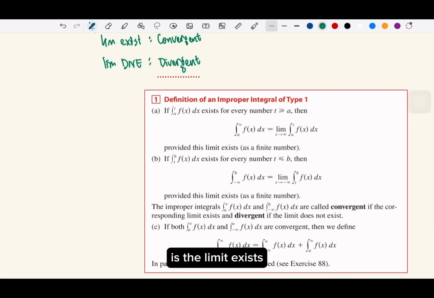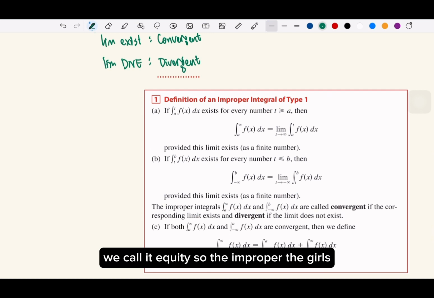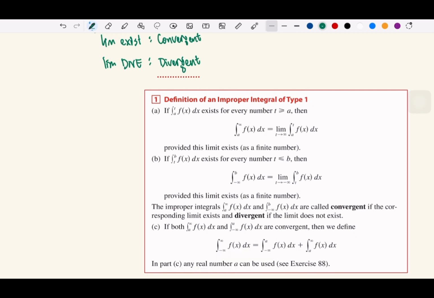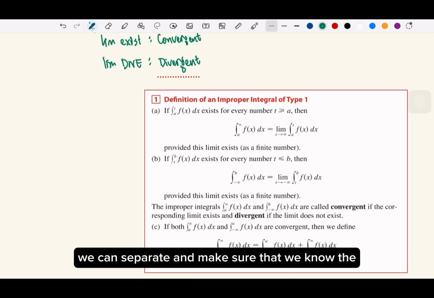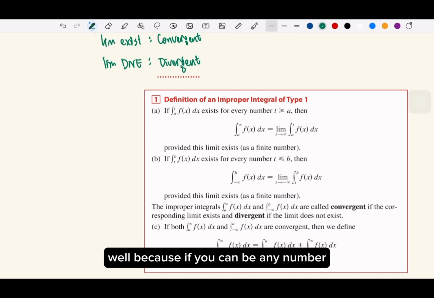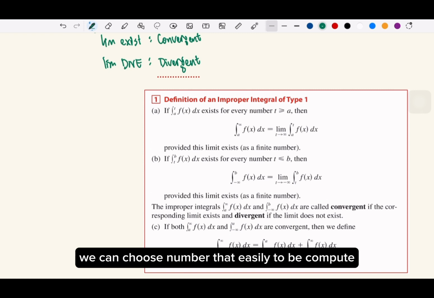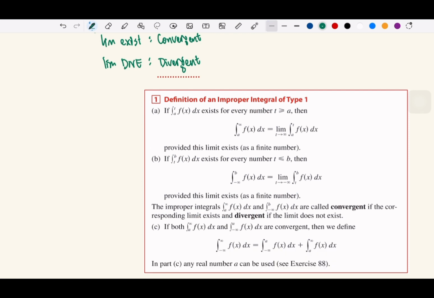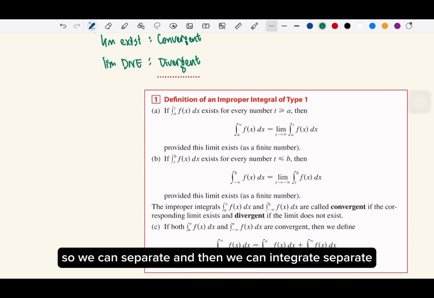The improper integrals are called convergent if the limit exists, or we call them divergent if the limit doesn't exist. And of course, if we take the interval from negative infinity to infinity, we can separate it, and make sure that we know the number in between. Because it can be any number, we can choose a number that is easy to compute, usually 1 or 0. So we can separate and then integrate separately.